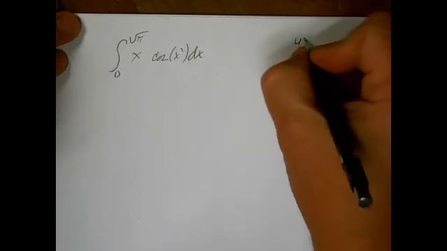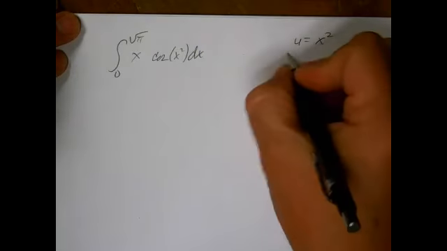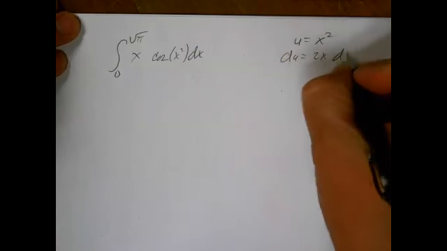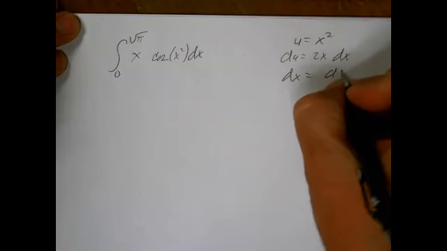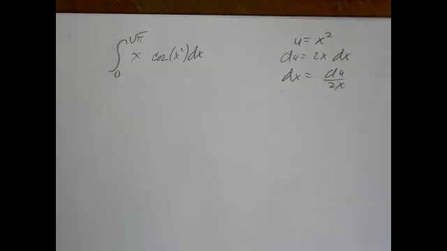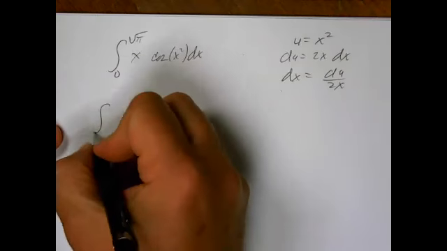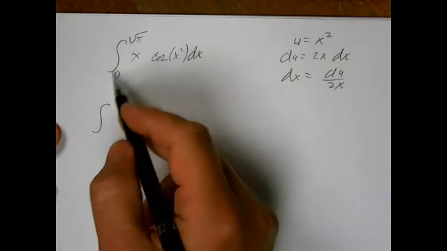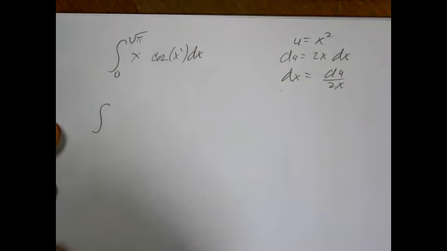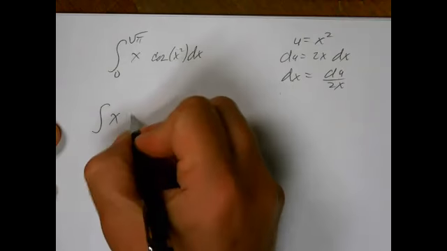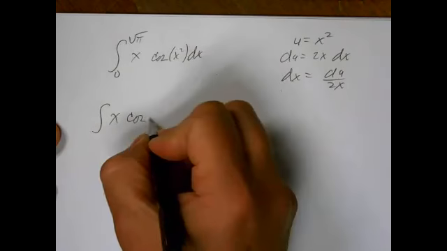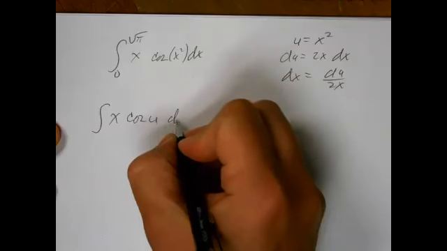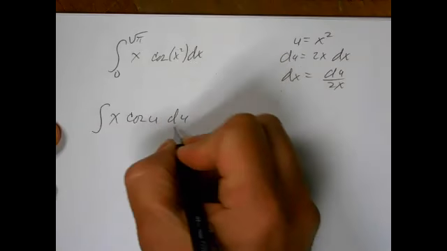For this one, oh wow, is this going to come up again? Okay, I'm going to let u equal x squared because du will be 2x dx. The dx will be du over 2x. Going to have this 2 in there again. Oh well, I'll try and find something without a 2 in it next time. All right, so this becomes the integral of, and I'm going to leave the 0 and the square root of pi off just for a moment for a reason. Okay, here's an x cosine of u, and in place of the dx, you get a du over 2x.